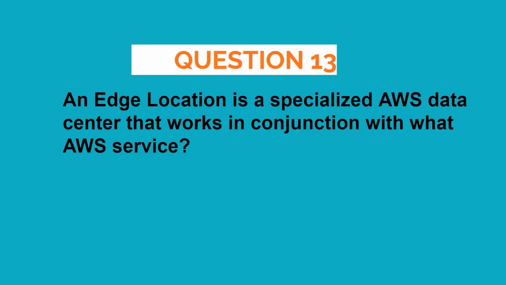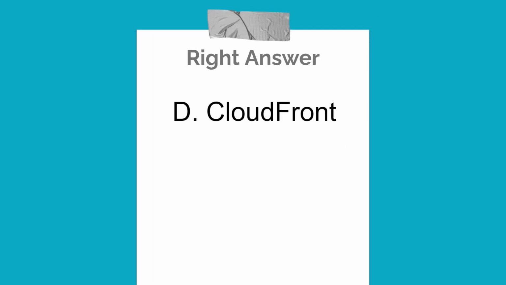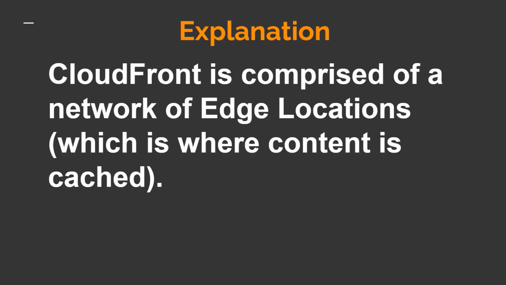Question 13. An edge location is a specialized AWS data center that works in conjunction with what AWS service? Option A. Route 53, B. CloudWatch, C. Lambda, D. CloudFront. Right answer is D. CloudFront. Explanation. CloudFront is comprised of a network of edge locations, which is where content is cached.